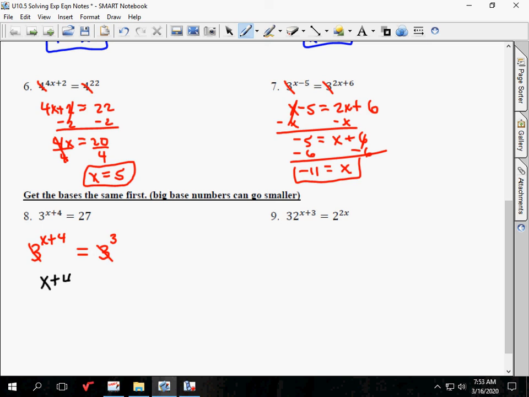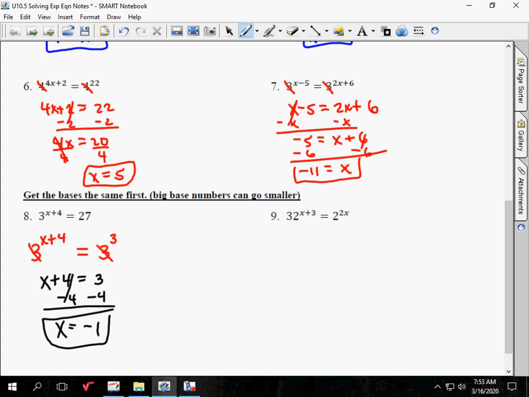So x plus 4 is equal to 3, and now we subtract the 4 over, and we get x equals negative 1. All right. So this would be a more difficult problem if we were just going to guess and check to throw numbers in. Okay, so we want to use the concept, get the bases the same so you can cancel them out.